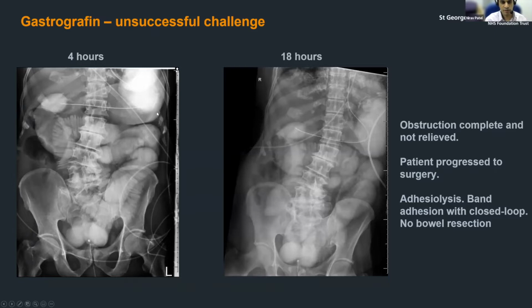try conservatively. Gastrografin challenge at 4 hours, it's still in the small bowel, nothing in the colon. At 18 hours, still in the small bowel, nothing in the colon. As a result, the patient progressed to surgery, which was appropriate. They had an adhesiolysis due to closed loop bowel obstruction, but fortunately no bowel resection was necessary.